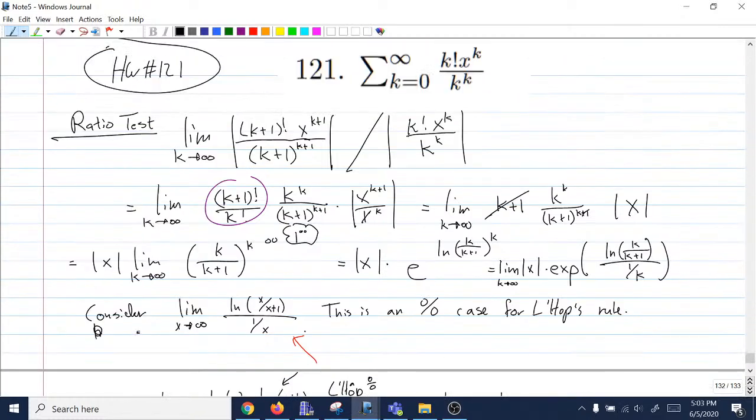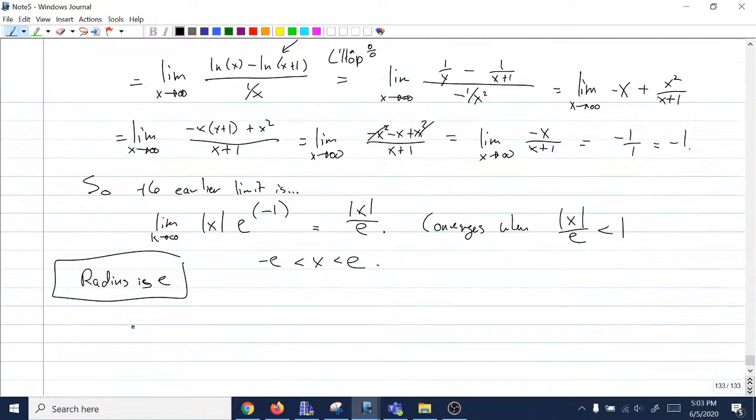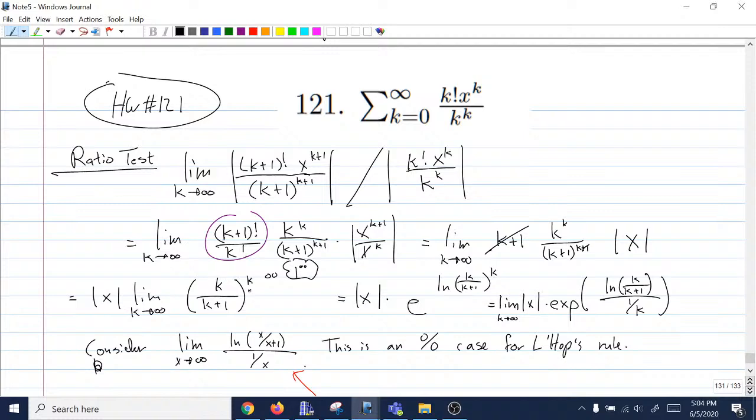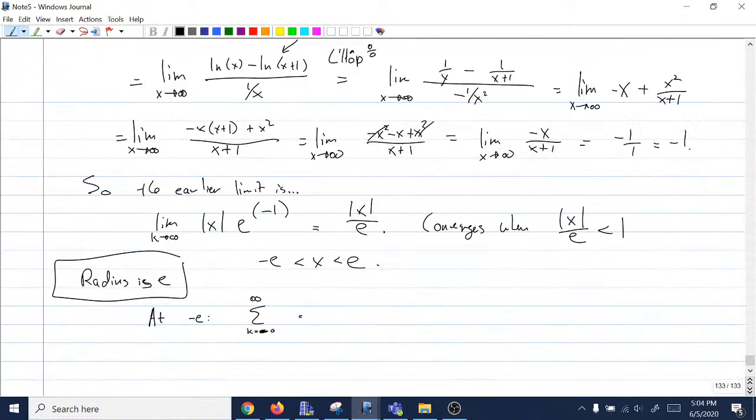These endpoints are hard. I did not notice I put something this hard on here. All right, what's happening at negative e? I get the sum from k equals 0 to infinity of k factorial, e to the k, k to the k, minus 1 to the k.